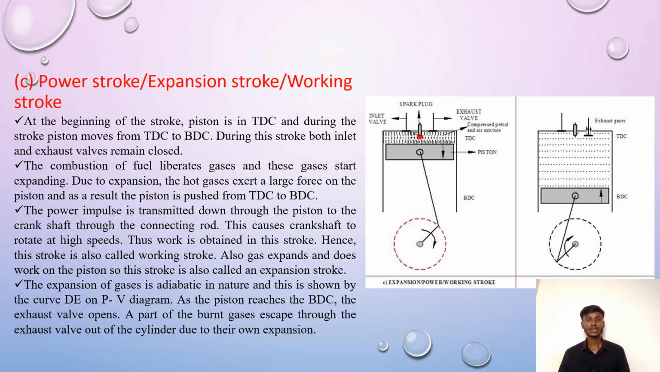Hence the crankshaft rotates at high speed, and the work is obtained in this stroke. Hence this stroke is also called the working stroke. The gas also expands, and thus the stroke is also called the expansion stroke. The expansion of gases is adiabatic in nature, and this is shown by the curve DE on the PV diagram. As the piston reaches BDC, the exhaust valve opens. A part of the burnt gases escape through the exhaust valve out of the cylinder due to their own expansion.